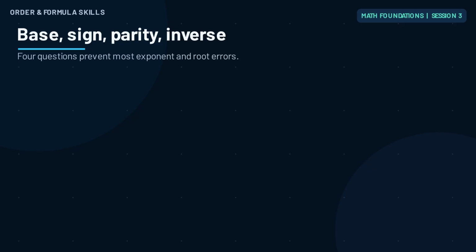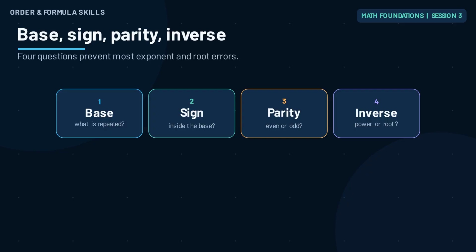Use 4 questions to stay accurate. What is the base? Is the negative sign inside it? Is the power even or odd? Which inverse operation checks the result?